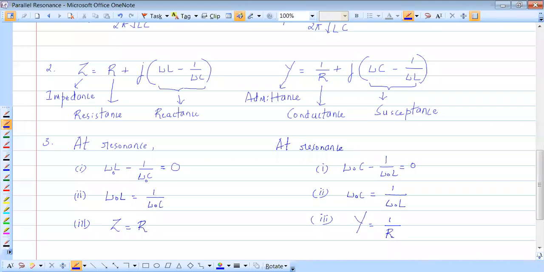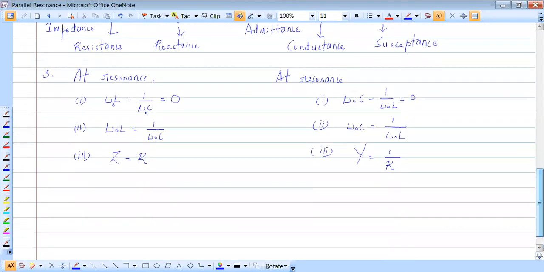Is everybody okay with this? Now this is at resonance. Now let's see what happens at half power points. Let's write that. Okay, the fourth analysis: at half power points.